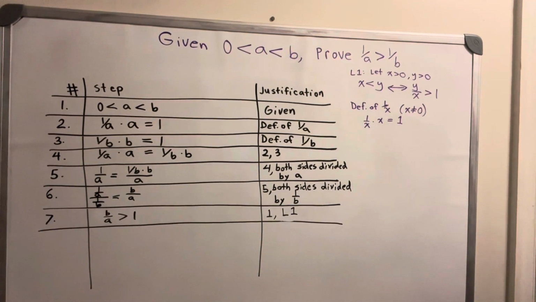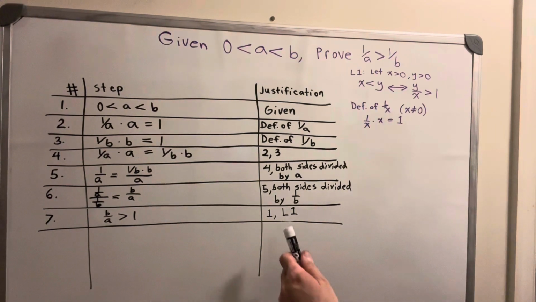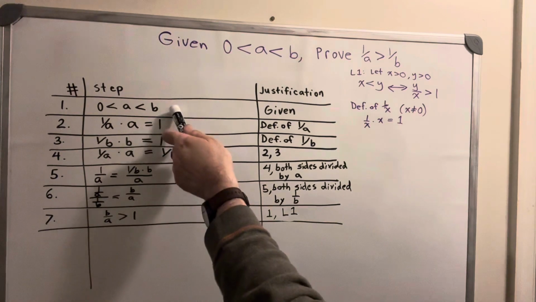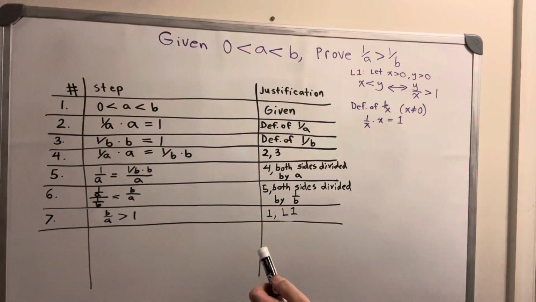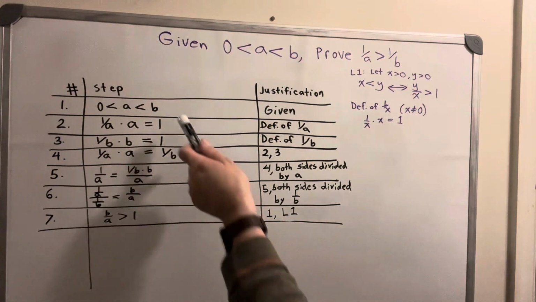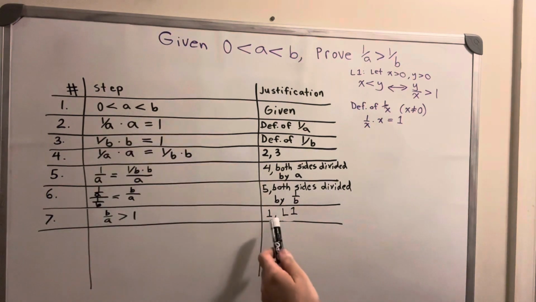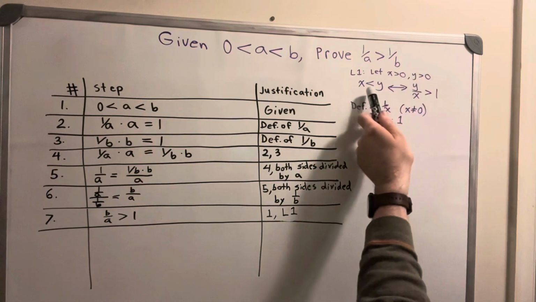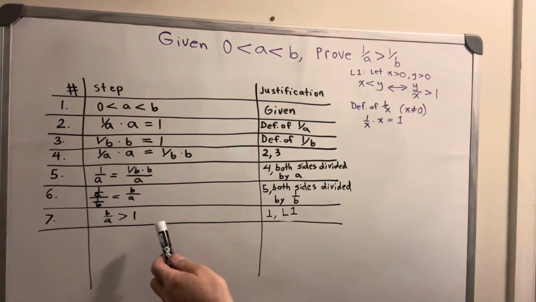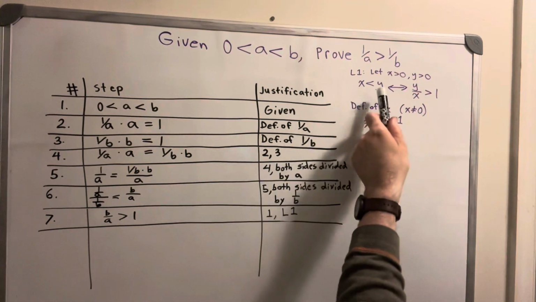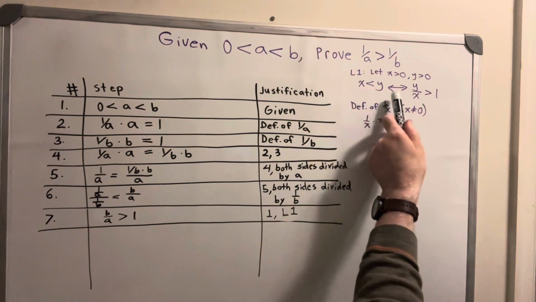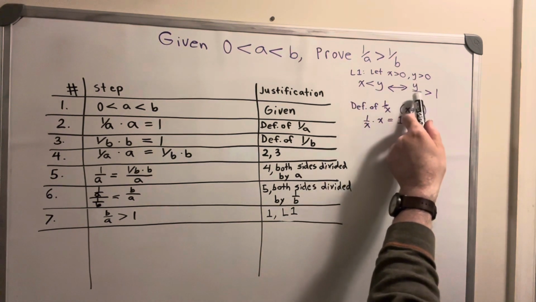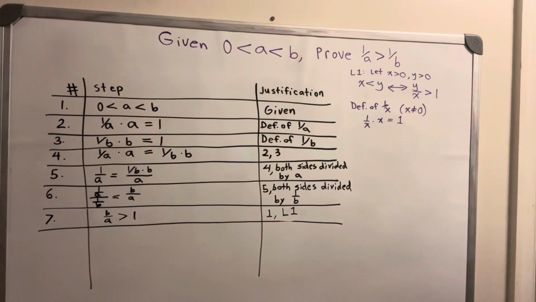And on line 7, I have concluded that B over A is greater than 1, and this is justified because on line 1 we said that B and A are both positive, and B is greater than A right here. And looking at lemma 1, if they're both positive, applying it to these, we can say if B is greater than A, then B over A is greater than 1.